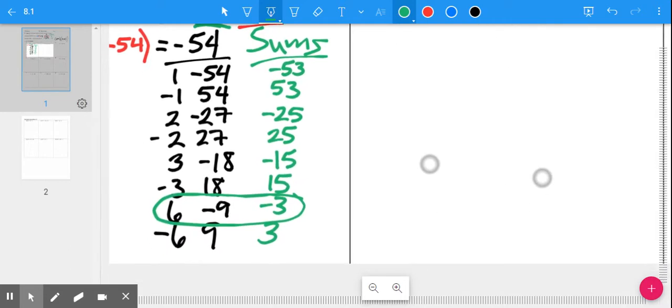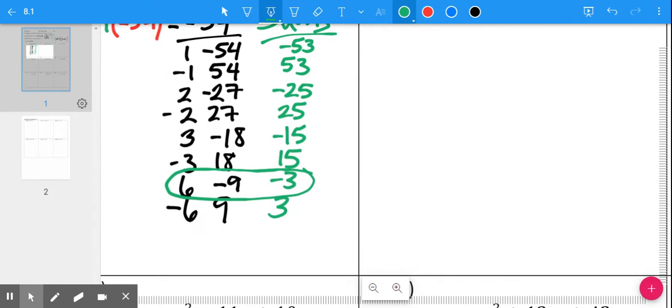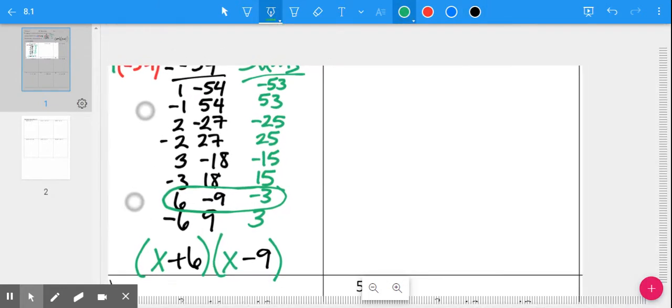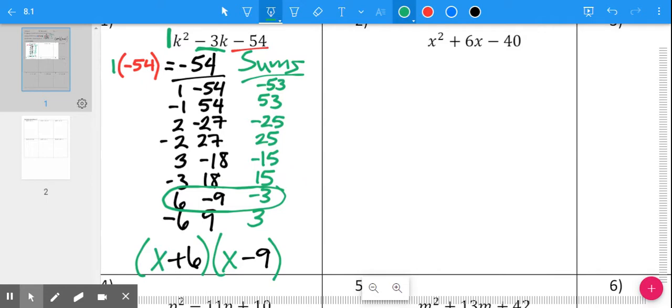And again, because of our a value being 1, you can go ahead and write this in intercept form. So we have x, a positive 6, and x, and a negative 9. And that is our expression factored.